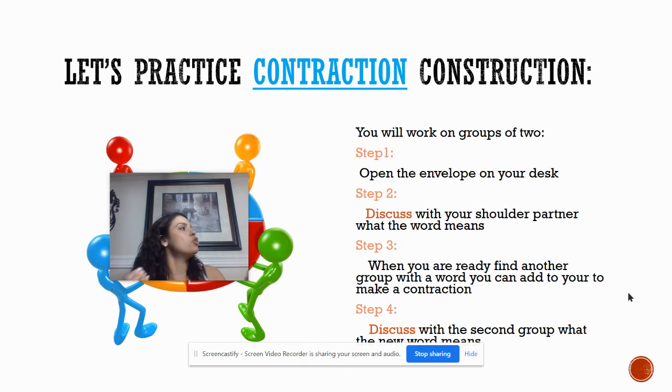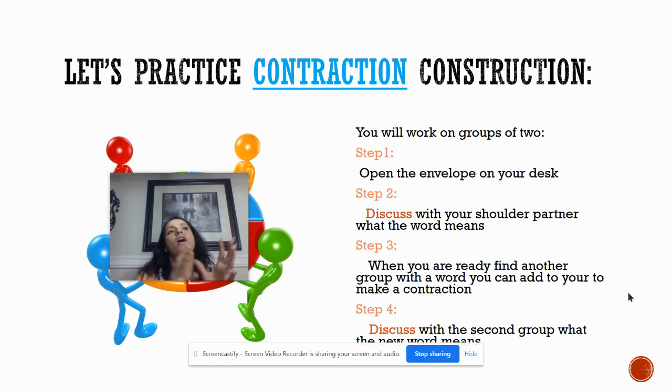So once you guys know what your word means, what your first part of your contraction means, you're going to get up, you're going to move, everyone's walking around the room, and you're just going to find another group, and they're going to have another set of words. Your mission is to find the word with the apostrophe that's going to make your two words a contraction.